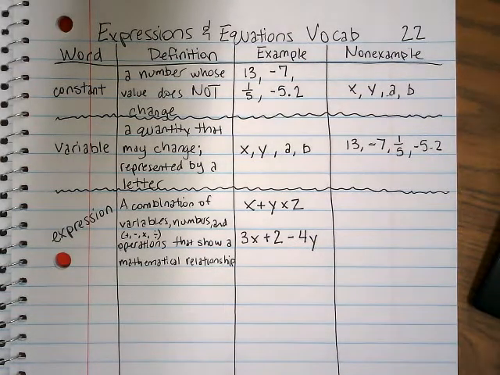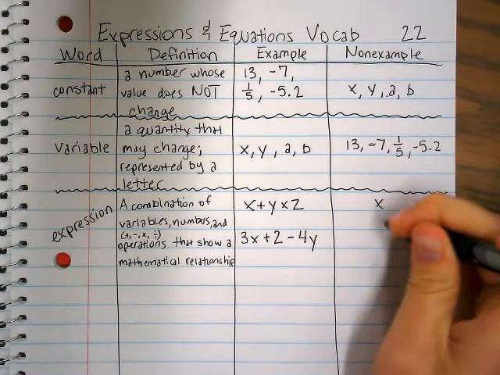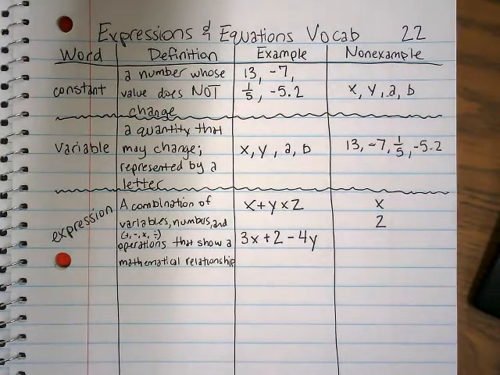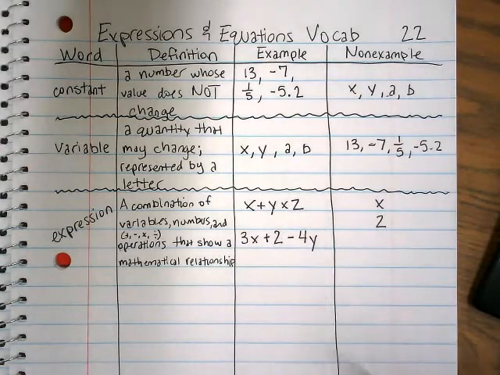So some examples of things that wouldn't be an expression is if you just had a variable by itself. We don't really consider that an expression. And the same if we just had a number by itself, the number 2. We don't really consider that an expression either. We consider expressions when you combine variables, numbers, and operations together. Not just the variables by themselves and not just the numbers by themselves.